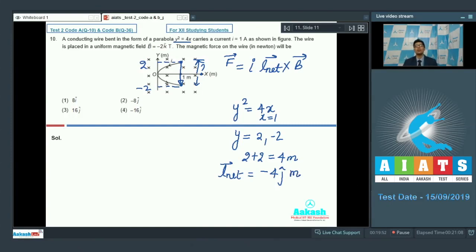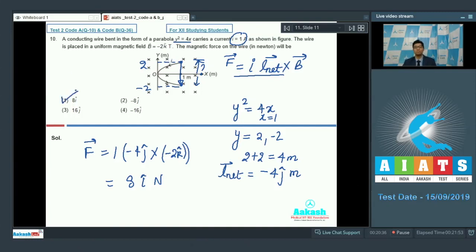Now let us substitute the values of L net and B from the calculated values and from the question. F would be equal to, from this particular equation, I has been given to us to be equal to 1 ampere. So 1 multiplied by L net. L net has been calculated to be equal to minus 4 j cap, cross B. B has been given to us to be equal to minus 2 k cap Tesla. Now this turns out to be equal to 8 i cap Newton. Therefore dear students, the correct answer for this particular question should be option number 1.